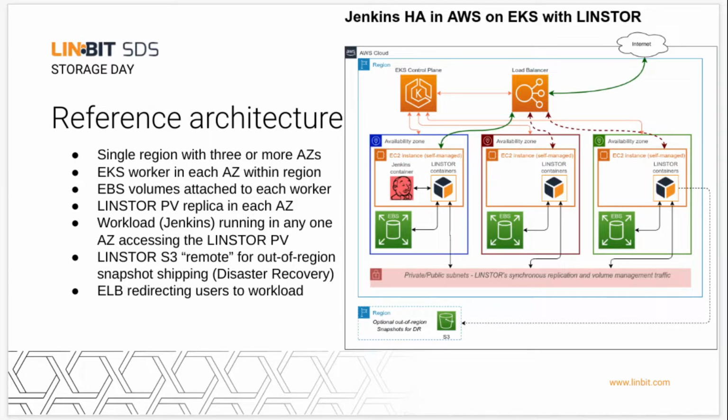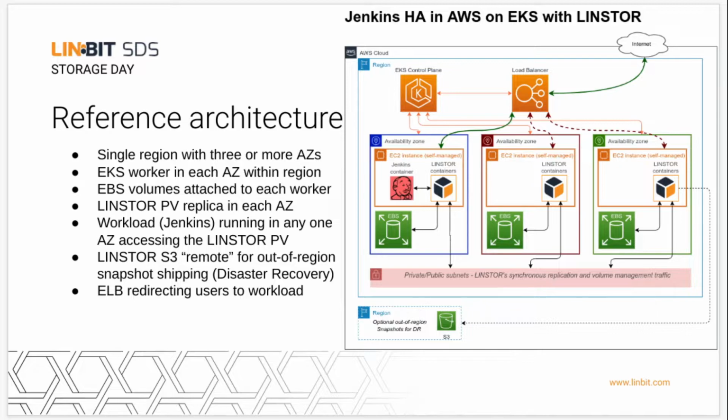So when you're deploying this, you would want to make sure that your region has 3 or more AZs. Within that region, you're going to have 1 EKS worker in each AZ, and then you will attach EBS volumes to each worker. This is not just the root volume for the EKS worker, but an additional EBS volume for each worker.